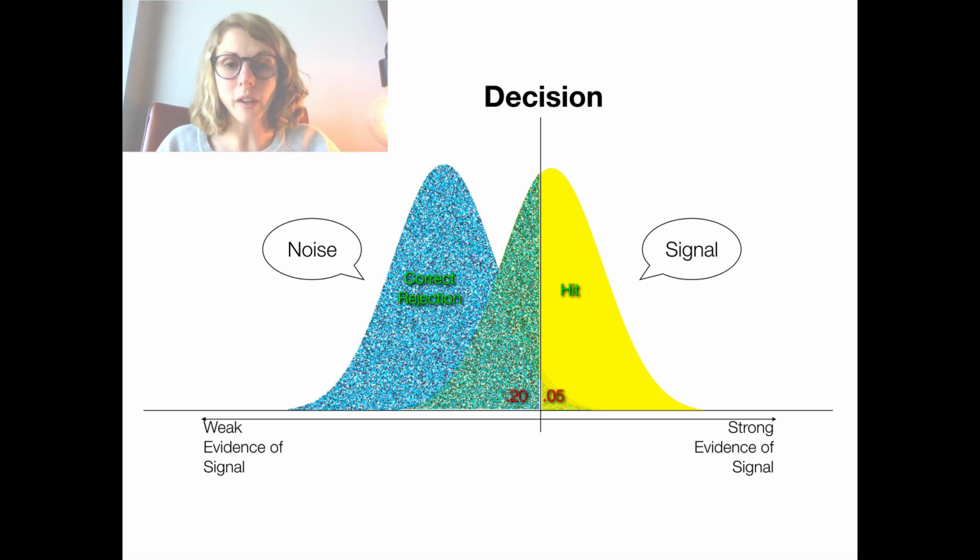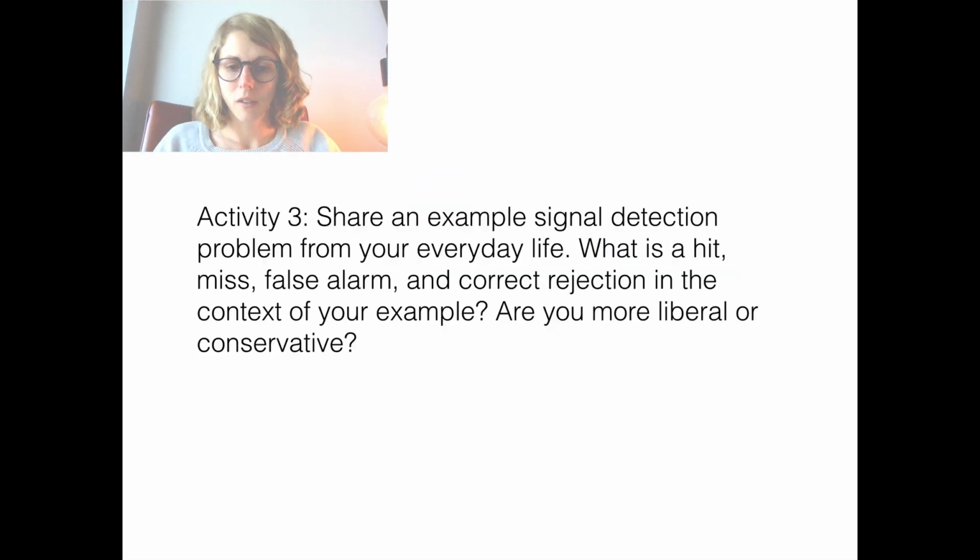So what are the sorts of things we can do to help pull apart those overlapping distributions? I'd be really interested to hear about your examples of signal detection problems that you deal with in your everyday life. For instance, what would a hit be in the context of your signal detection problem, or a miss, a false alarm, or a correct rejection in the context of your example? Are you more liberal or conservative in your decision making?